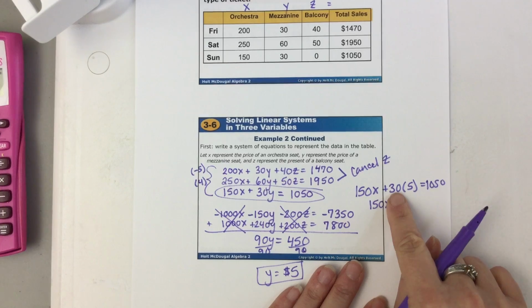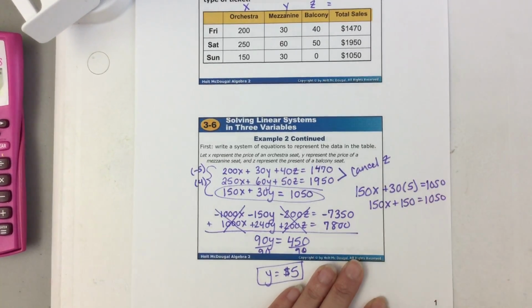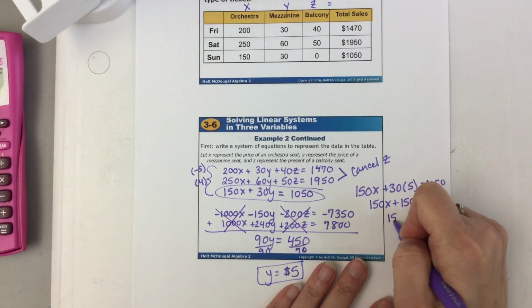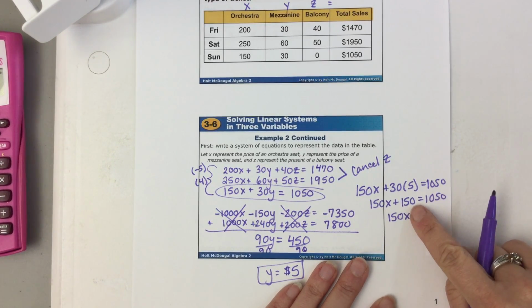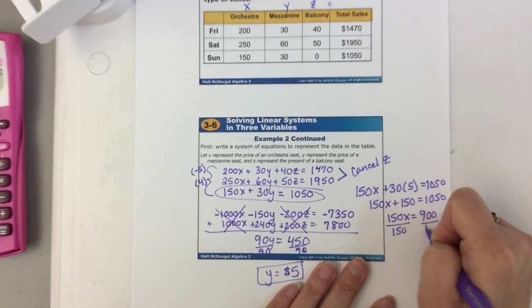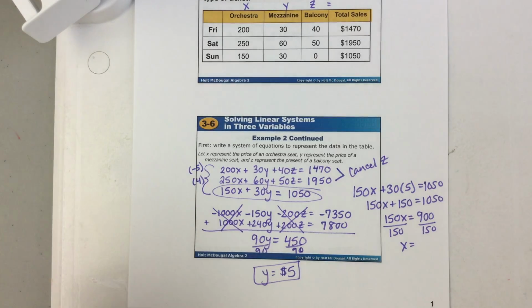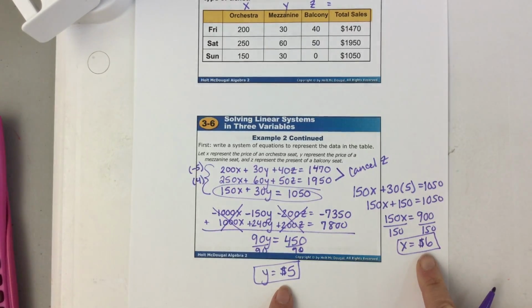150x plus 30 times 5 is 150 equals 1,050. If I go ahead and minus 150 from each side, I would have 150x equals 1,050 minus 150, which is 900. To solve for x, which is the price to sit in the orchestra, I just have to divide 900 by 150. And in order to sit in the orchestra for the school play, the tickets are $6.